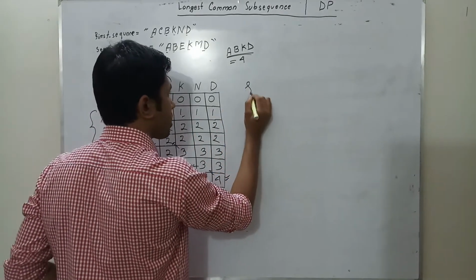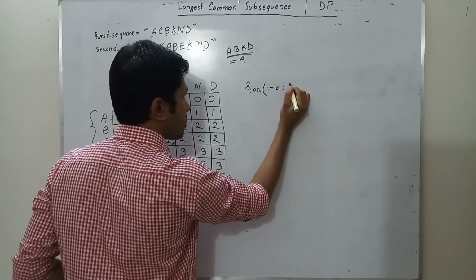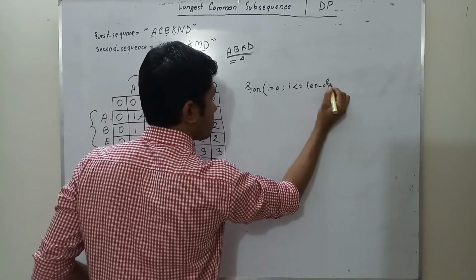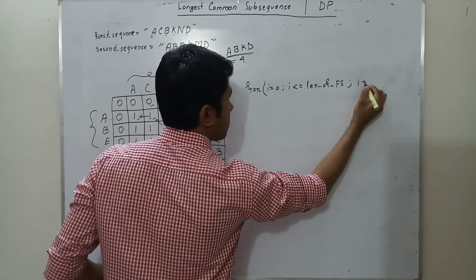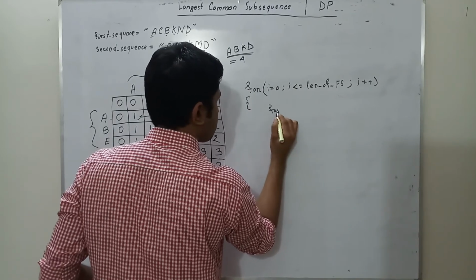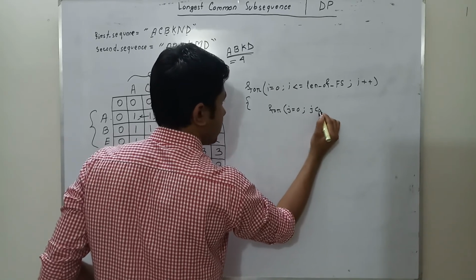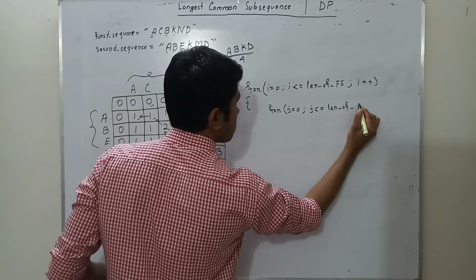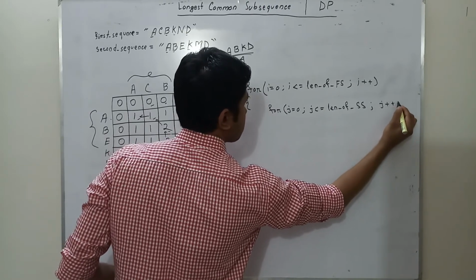Here, for i equal 0, i less than or equal to length of first sequence, i plus plus. For j equal 0, j less than or equal to length of second sequence, j plus plus.